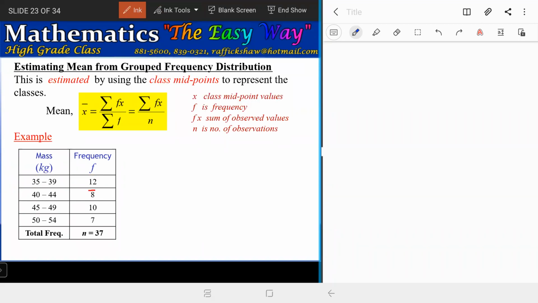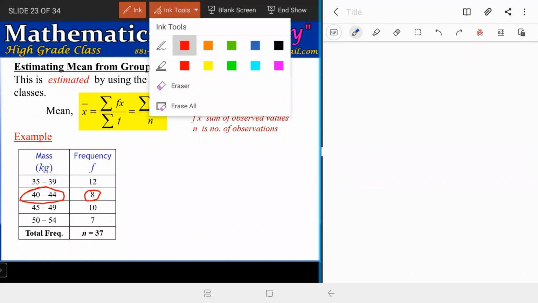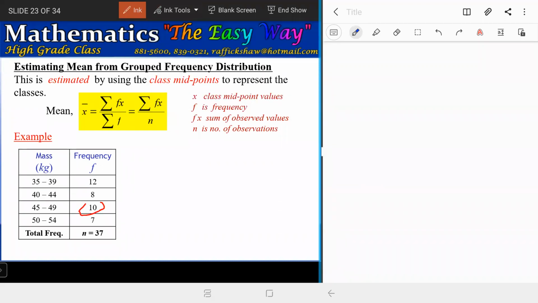Same thing is happening here. There are 8 observations in this group, but you don't know the actual ones. You don't know if any actually measure 40, 41, 39.6, 44.2. You don't know the actual measurement. You just know that there are 8 of them. Same thing here, 10 of them in this group and 7 in this group. And so there's a total of 37 observations. 37 things were measured.